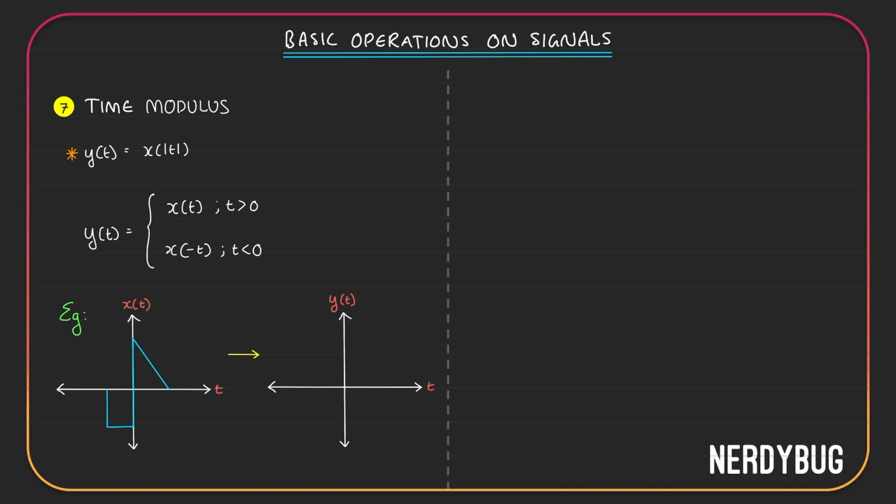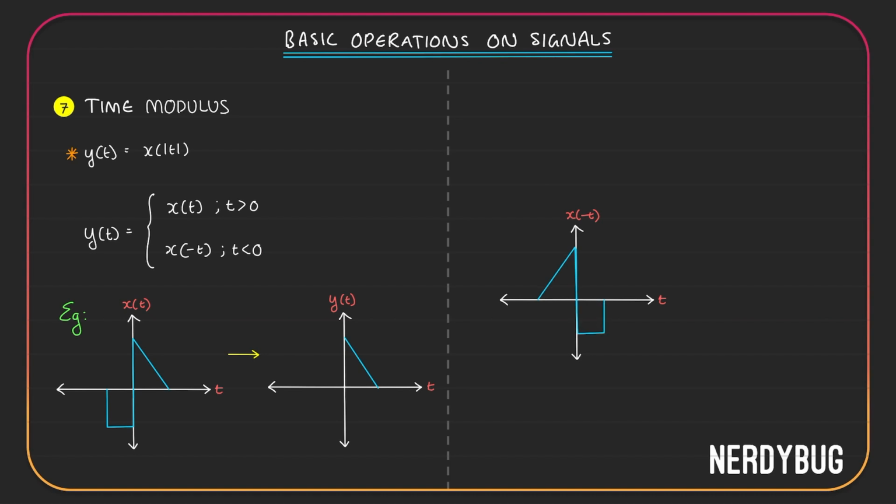If this is our x of t, this is how x of t looks like. We have a rectangle here and a triangle here. For t greater than 0, it still has x of t. So I can still draw the same thing over here. Right. For t less than 0, what do we have? We have x of minus t. Let's try to draw x of minus t then. So it will look something like this. Right, this is x of minus t.